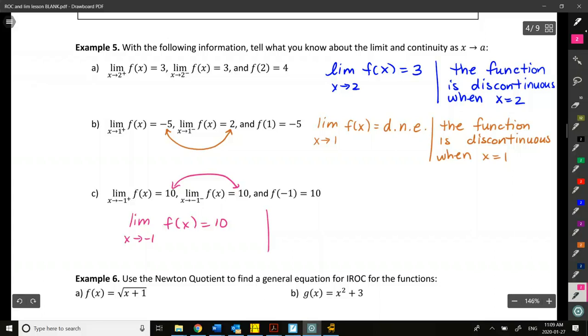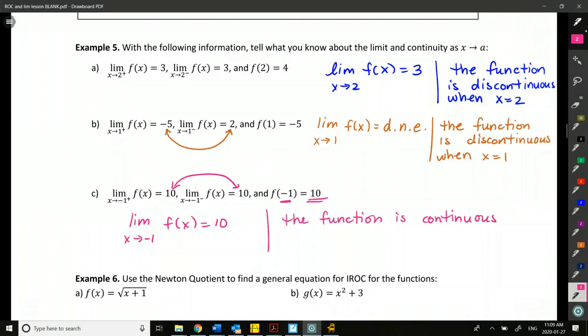It is continuous because the function evaluated at this x coordinate right here is also equal to 10. So we have a three-way match. That means the limit exists and it's also continuous when x equals -1. So this function is actually continuous. That does not mean that it's a continuous function everywhere. It only means at that particular x coordinate it is continuous.